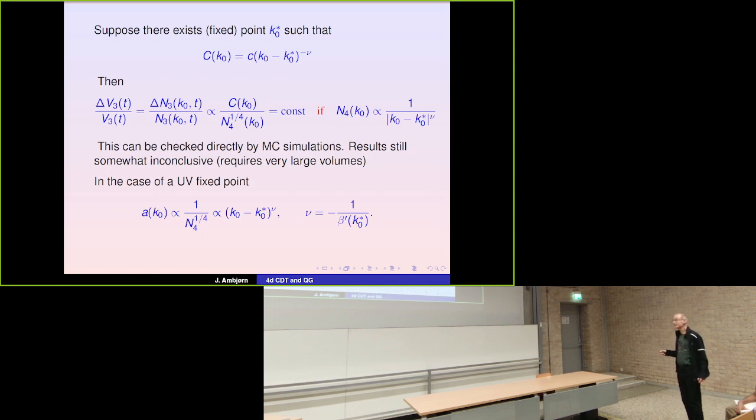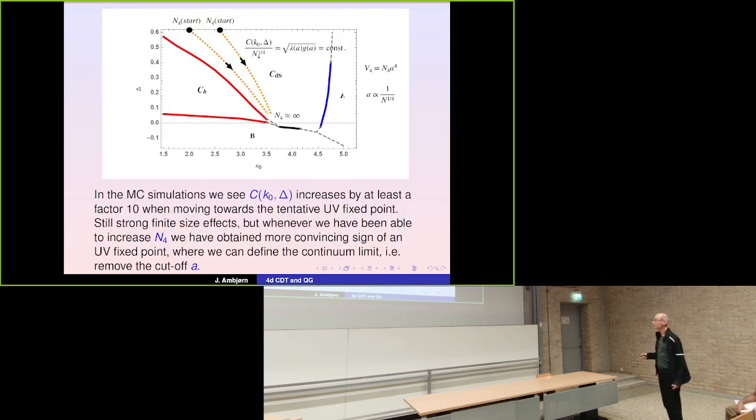Unfortunately, the results are a little bit inconclusive because it requires very large volume. But in the case of an ultraviolet fixed point, we would say the lattice spacing a scales to 0 like this, and this should be exactly the coefficient which is calculated in the renormalization group approach. So here I've drawn the phase diagram again, and what we can do is follow a path like this towards this tentative ultraviolet fixed point where this is staying constant. This is what the renormalization group expects, that close to the ultraviolet fixed point, this should stay constant.